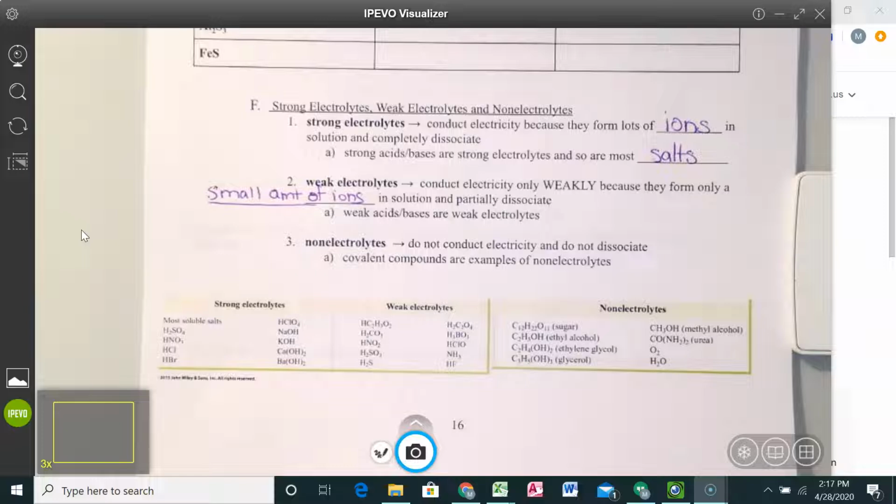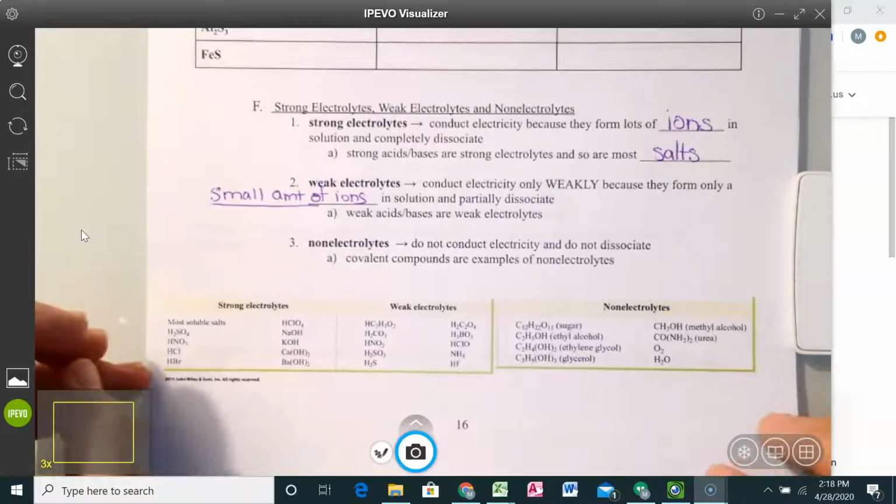Non-electrolytes, so these will be things that just will not conduct because they don't make ions. Covalent compounds, so any compound, pure water would be like this. Anything that is covalent, ethanol, methanol, hexanes. So it maybe can dissolve in a water compound, but it just is not going to dissociate. It's not going to be able to be an electrolyte.